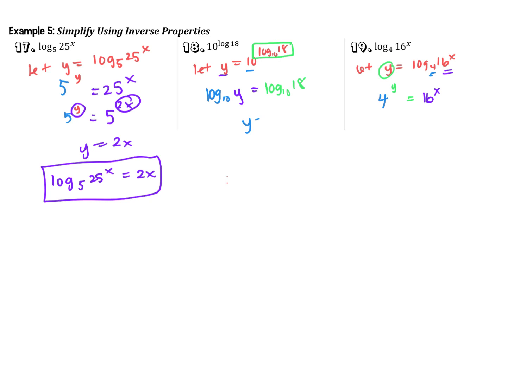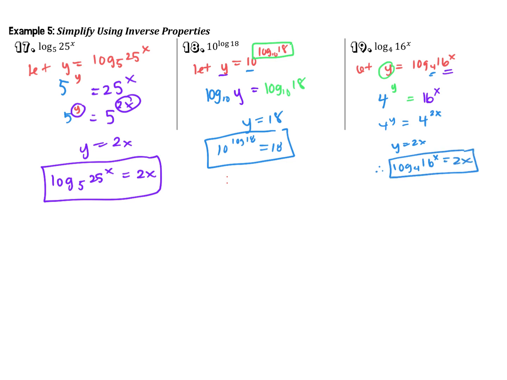So on number 18, in order for these to be exactly the same, y needs to be equal to 18. So this statement, which I'm going to rewrite here, is going to be the final answer. 18 is what that simplifies to because these are inverses and they're undoing each other. Similarly, I'm going to rewrite as 4 to the power of y is equal to 4 to the 2x, since 16 is 4 squared, which means that y is going to equal 2x, which means, therefore, log base 4 of 16 to the power of x is equal to 2x.